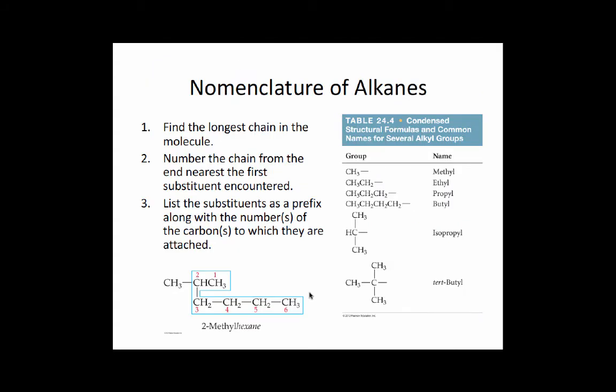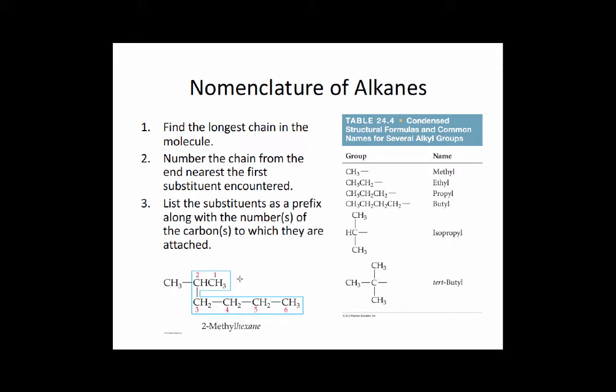When we're naming alkanes, the first step is that we have to find the longest chain in the molecule. And this is pretty straightforward. We're just going to look at it and count how many carbons there are. So if we look at this molecule down here, we have 1, 2, 3, 4, 5, 6 carbons in a row, and that's longer than 1, 2, 3. So the 6 carbon chain is our longest chain.